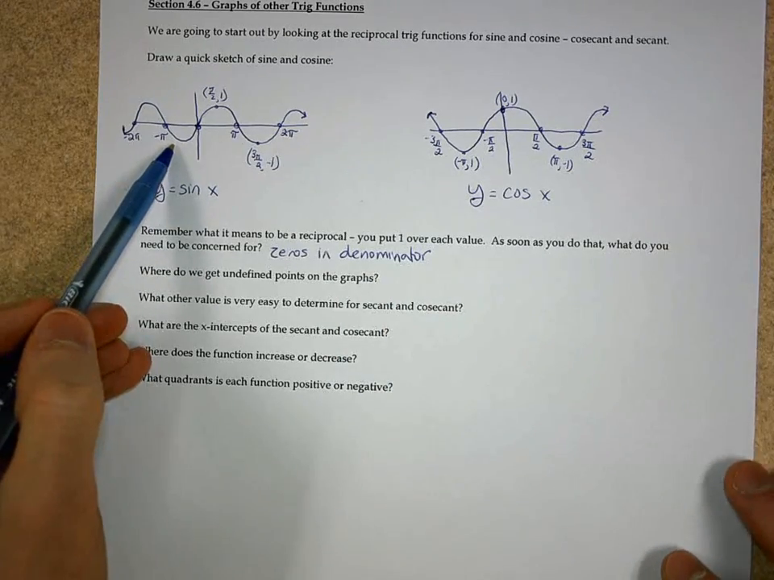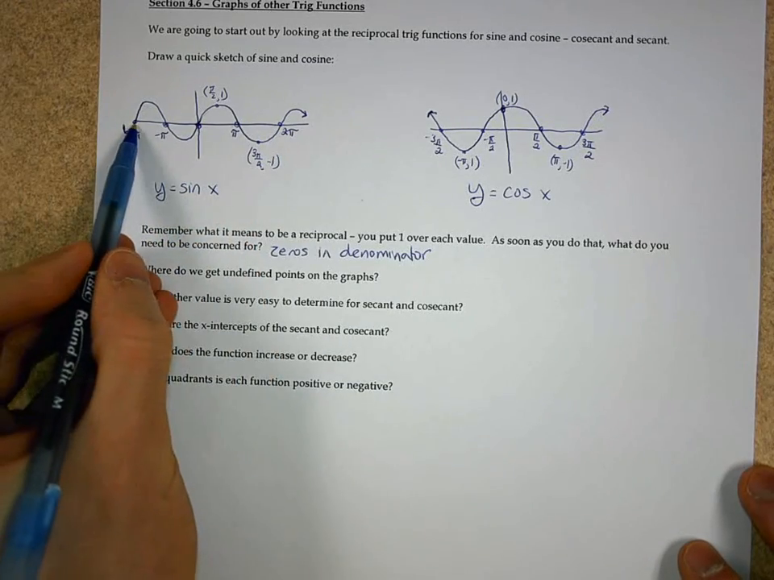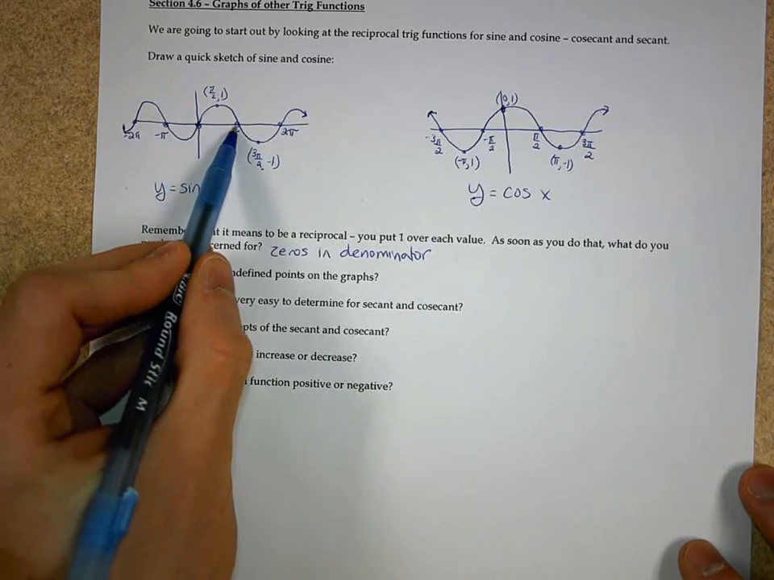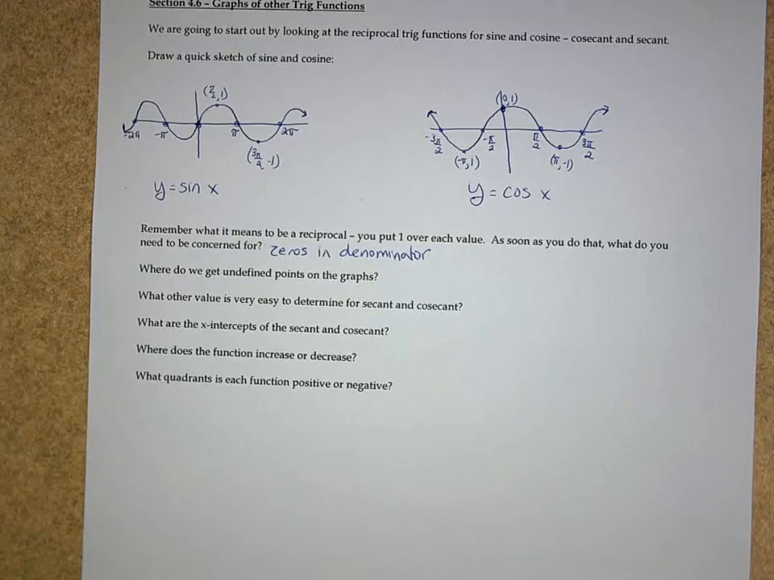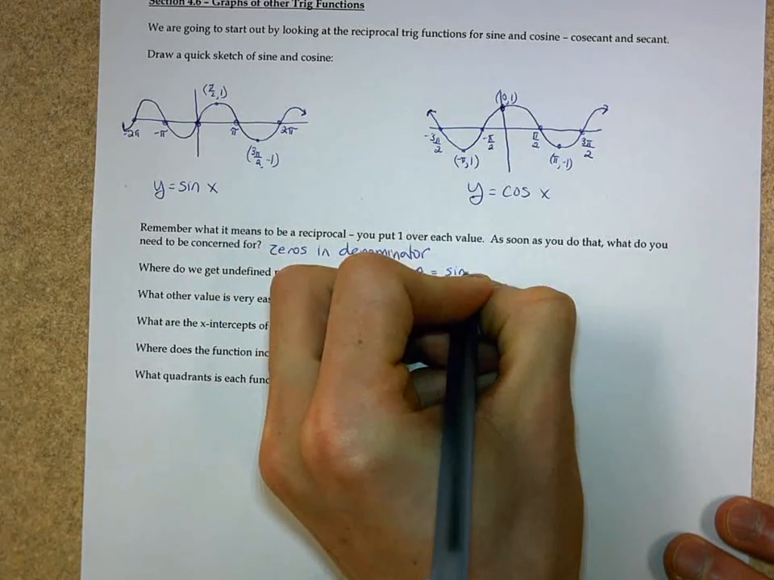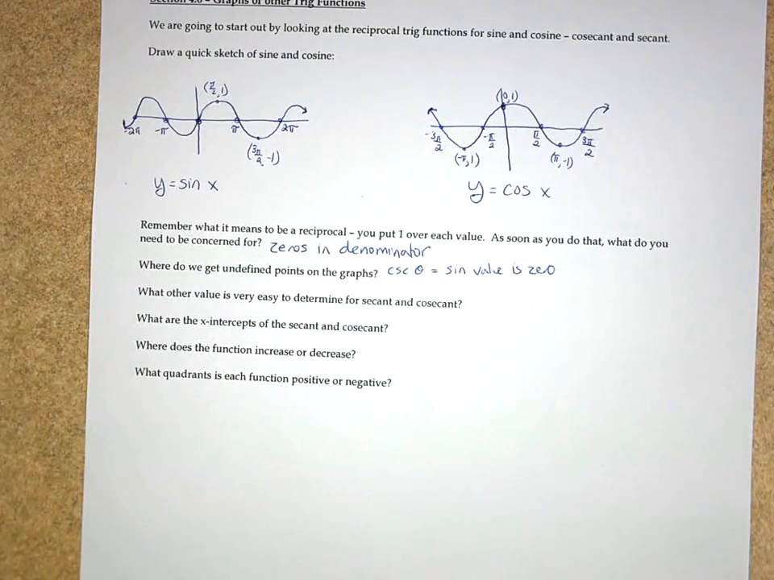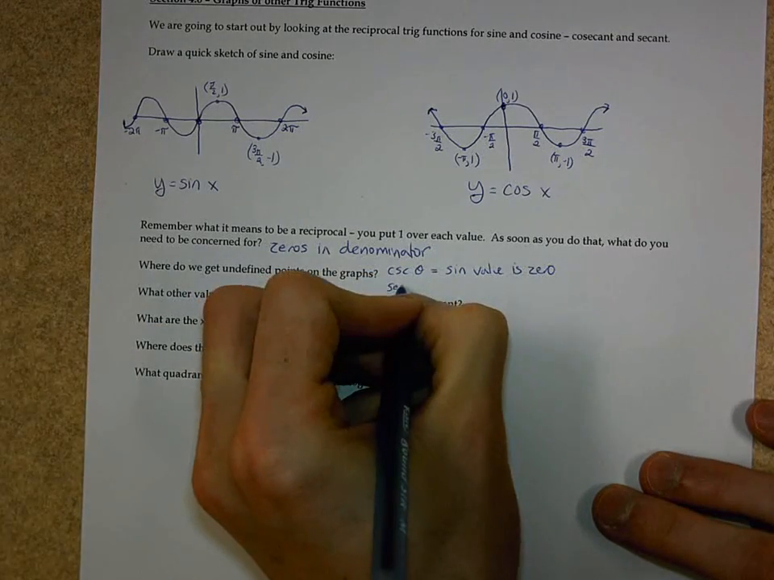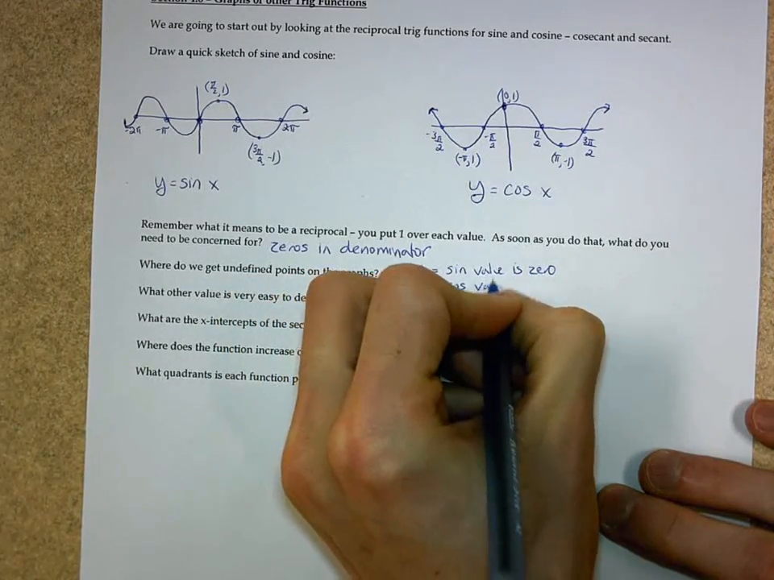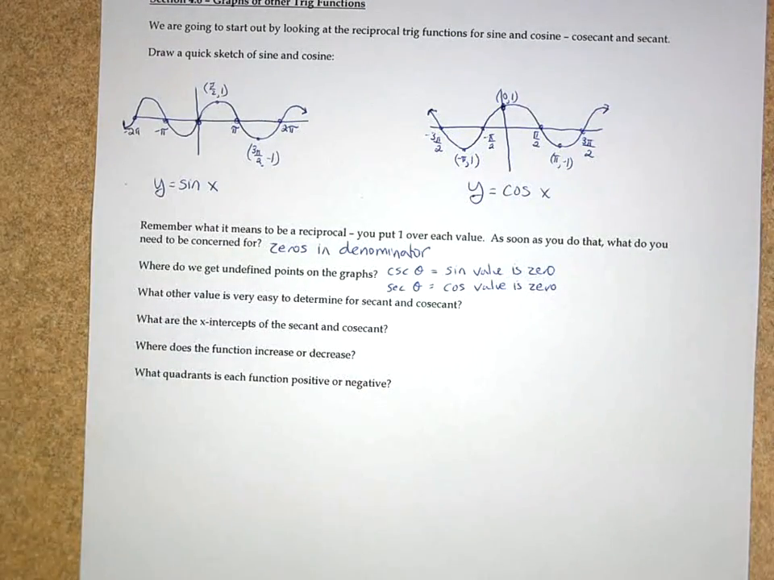If I look at the sine, I'm going to have undefined points wherever I've got a 0 value. So ultimately right here, this negative 2 pi, this negative pi, this 0, this pi, this 2 pi, those all have outputs of 0. So if I take the reciprocal, those are going to be undefined. 1 over 0 is undefined. So for the cosecant, it's going to be whenever the sine value is 0. If we look at the secant, it's going to be where the cosine value is 0. So every single point here where the graph crosses the x-axis is going to be undefined.